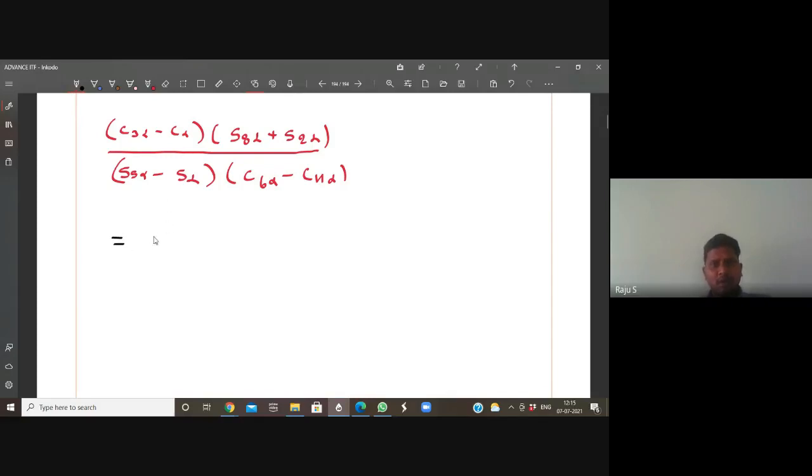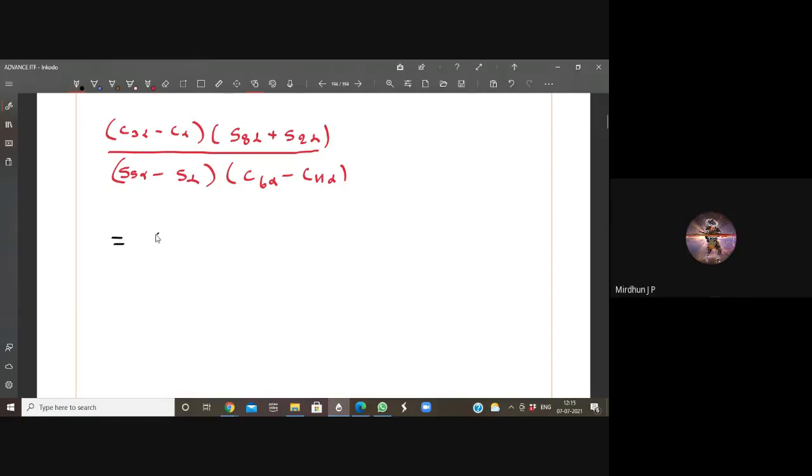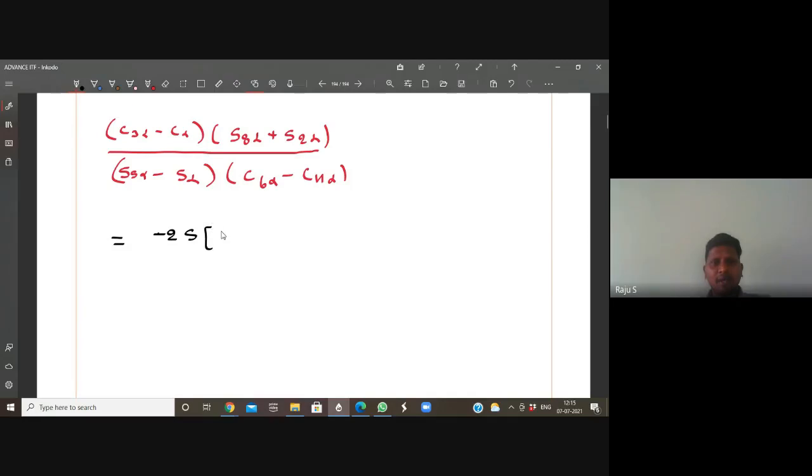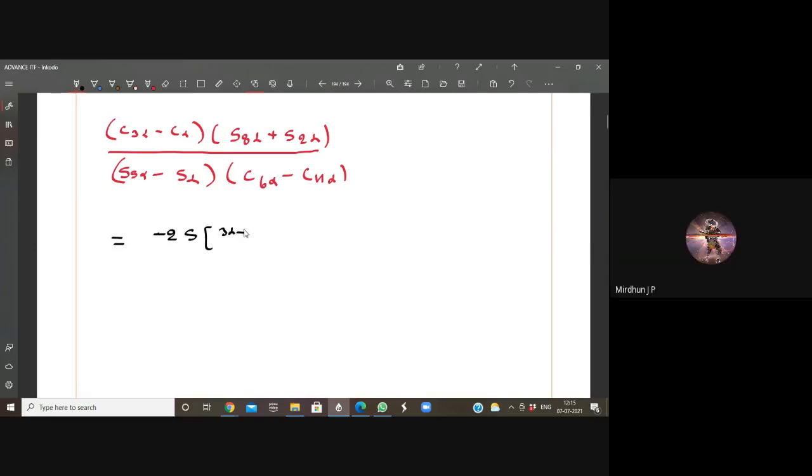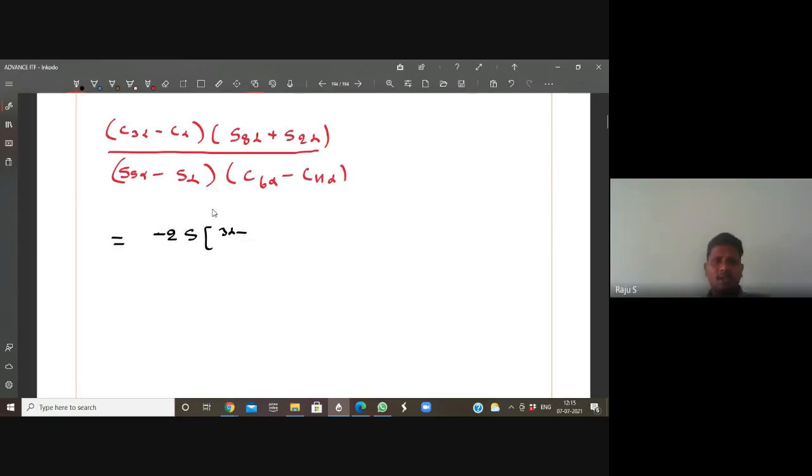Cos C minus cos D. The formula is minus 2 sin (x plus y)... exactly, 3 alpha plus alpha by 2. Shall I write directly 3 alpha plus, or else should I write? We can write 2 alpha. Okay, we can write directly 2 alpha or else by 2 to sine. Let us write here 3 alpha minus alpha by 2 into C.